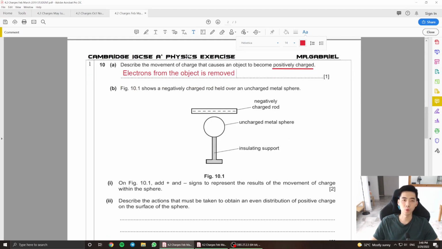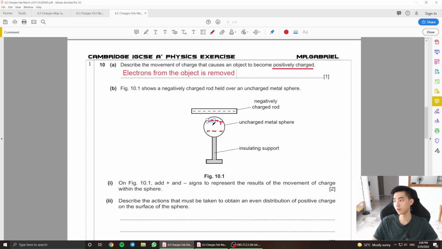Figure 10.1 shows a negatively charged rod held over an uncharged metal sphere. On figure 10.1, add positive and negative charges to represent the results of the movement of charges within the sphere. Obviously, the positive charges will be on top, the negative charges will be at the bottom.